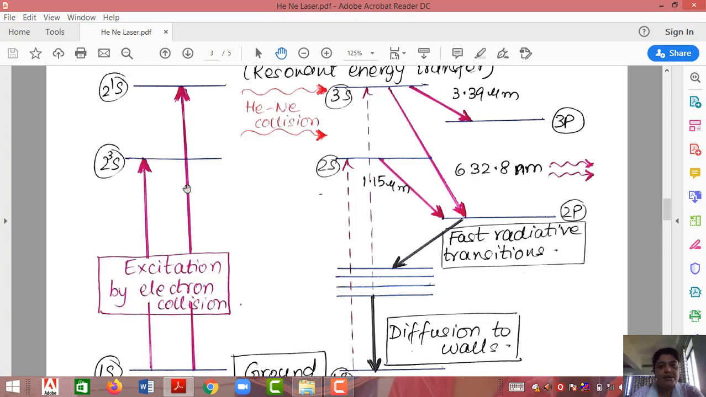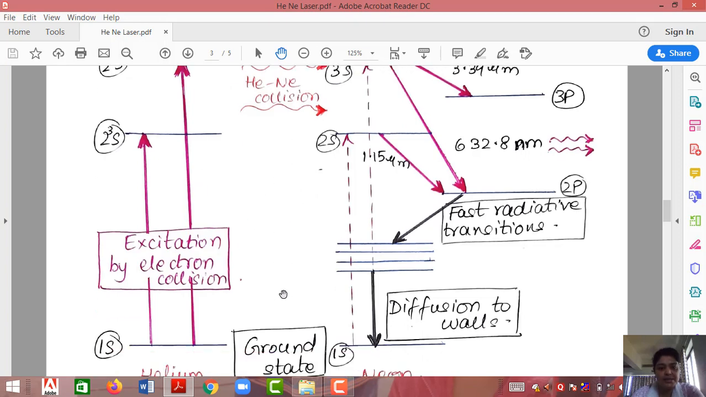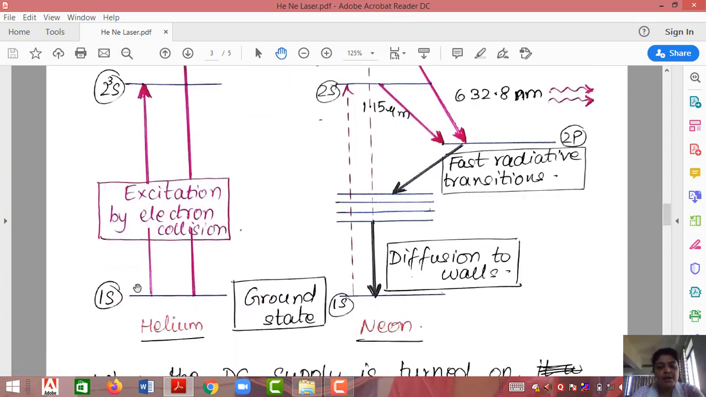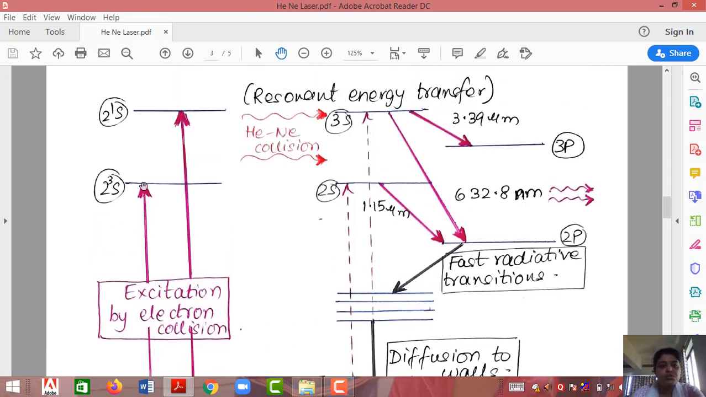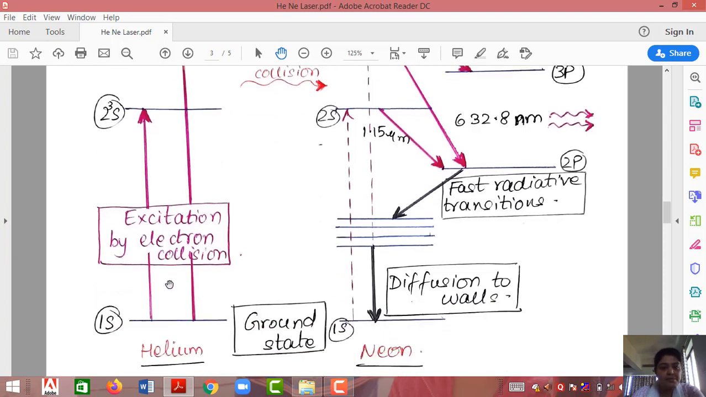So this is the energy band diagram of the helium neon laser. If you can see, the energy band diagram shows helium and neon separately, where the energy levels of helium are shown. So this is the ground state 1s. These are the two excitation states, because the helium atoms are excited by electrical collision, which is known as electrical pumping.